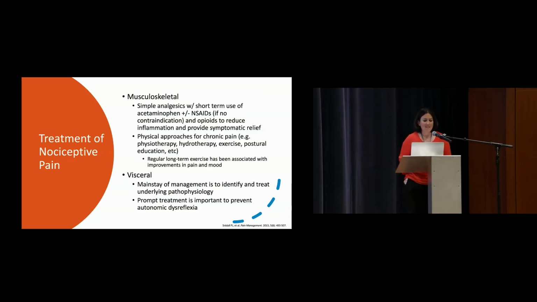For visceral pain, the mainstay of management is really trying to identify and treat the underlying pathophysiology. It's important to do so because ongoing visceral pain can cause a lot more catastrophic outcomes for our patients, such as autonomic dysreflexia, which we want to definitely try to avoid in this population.